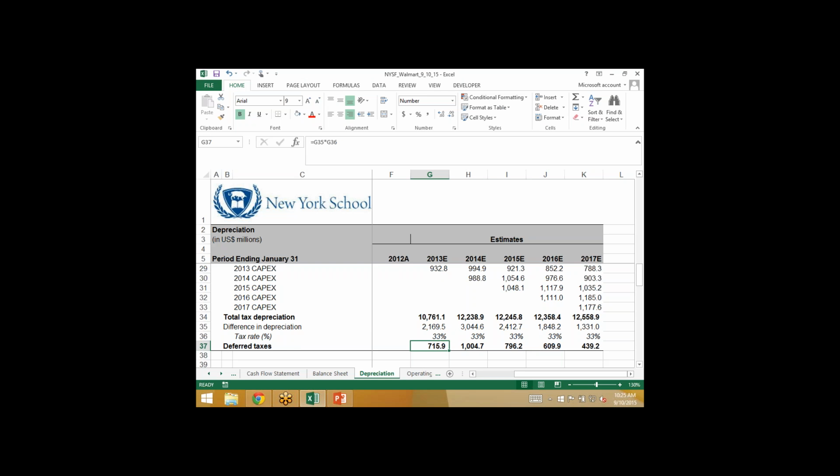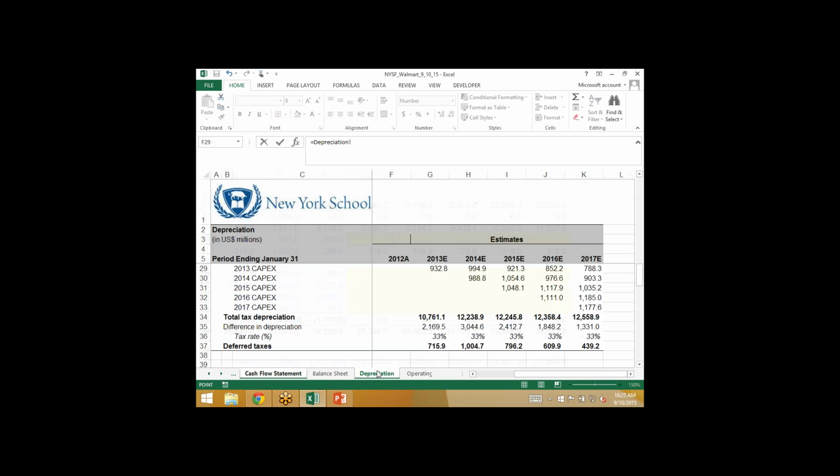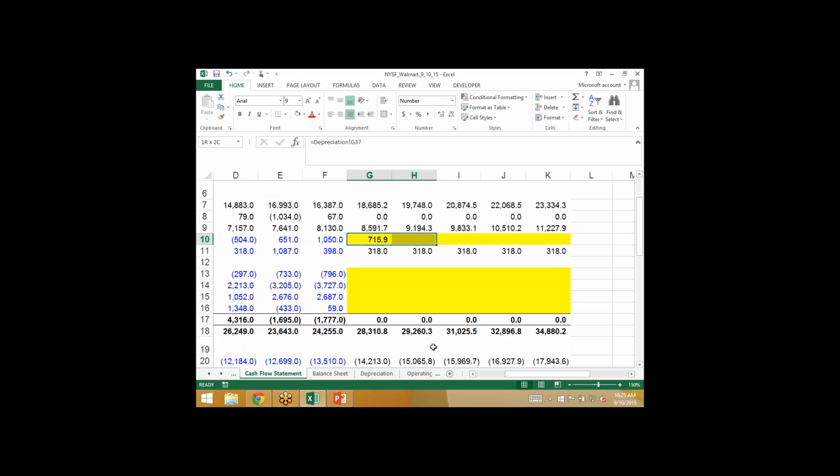This deferred tax number, just as we showed you in the example, gets added back into the cash flow statement. So in the cash flow statement, we can now link in deferred taxes. So slowly getting that together.